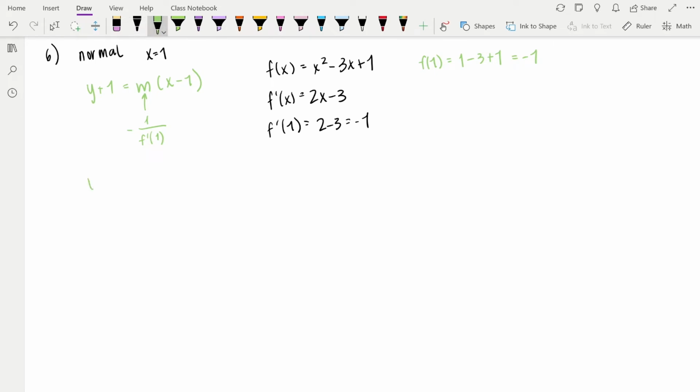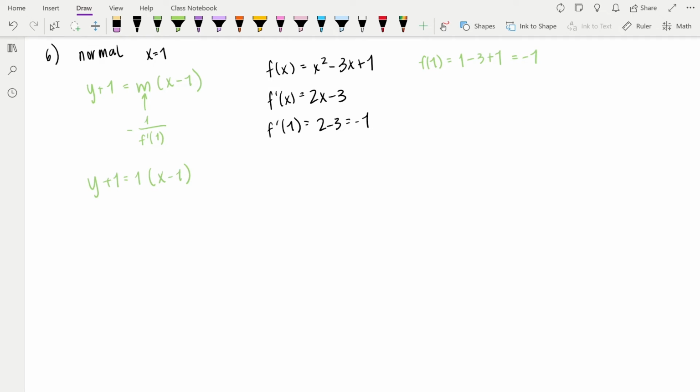So f prime of 1 is 2 minus 3, which is negative 1. So my normal curve is y plus 1 equals negative 1 over negative 1, so it's just going to be 1 times x minus 1. This could be the end. It's a little strange to leave a coefficient of 1 there, but it's not the end of the question. So I'm going to rearrange this.